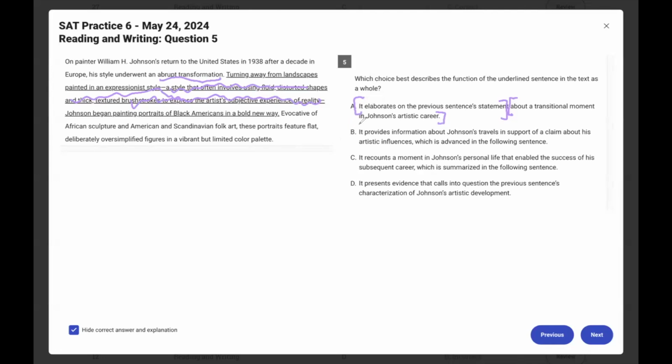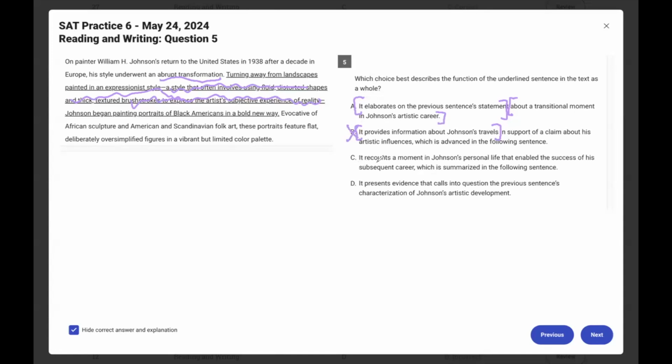Choice B says it provides information about Jonson's travels in support of a claim about his artistic influences, which is advanced in the following sentence. So if I look at this part here, it provides information about Jonson's travels. Is that true? Does the underlined portion talk about Jonson's travels? No, it doesn't. It's talking about his artistic style. So we can cross that off already. We don't have to go into detail with the other parts of this choice because we know this first part is untrue.